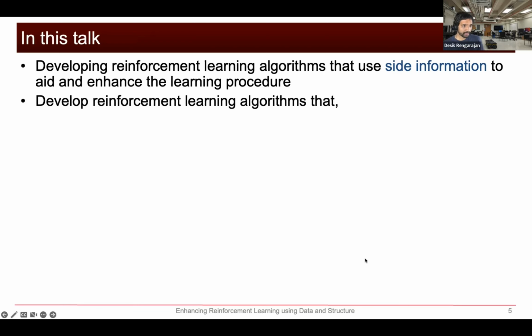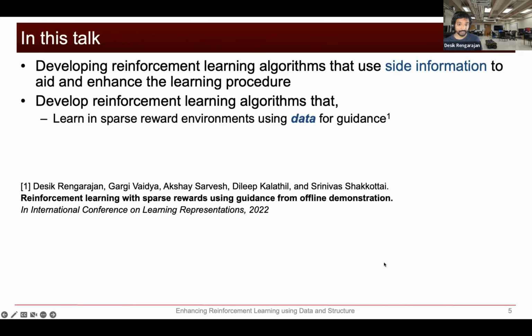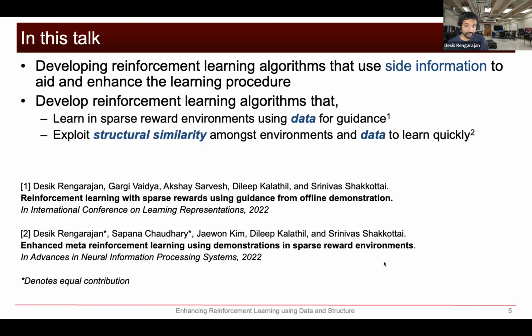And in specific, I'll be talking about developing reinforcement learning algorithms that, one, learn in sparse reward environments using some sort of data for guidance. This is one of the works which was published in ICLR in 2022. And second, I'll also be talking about reinforcement learning algorithms that exploit some sort of structural similarity among environments and then use data to learn in sparse reward environments. I'll go into these details as the talk progresses.